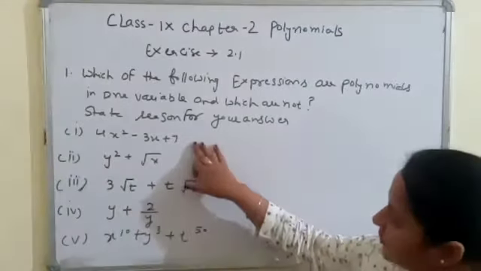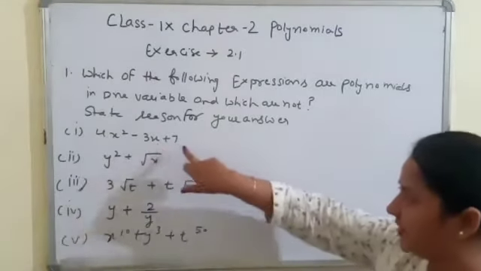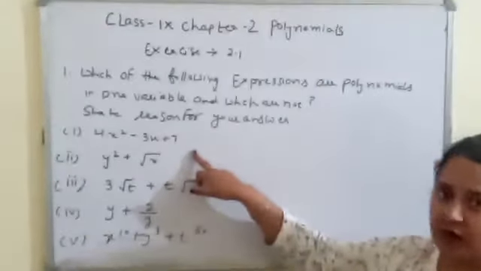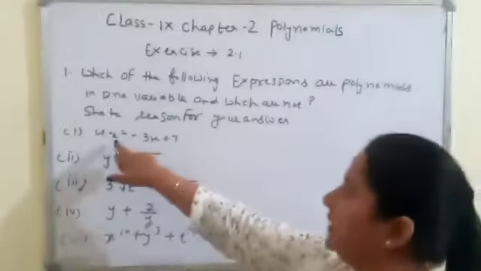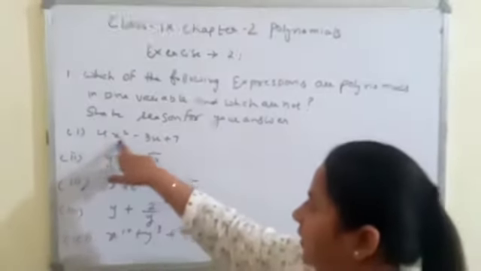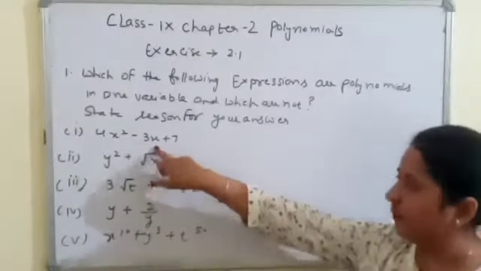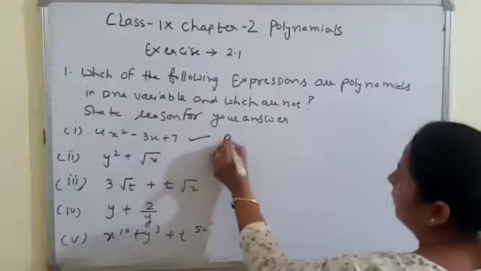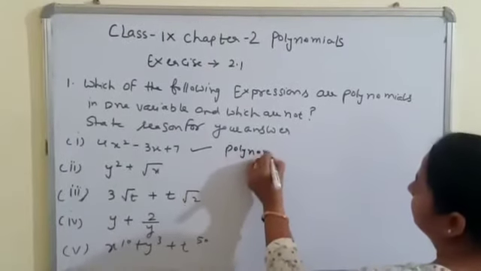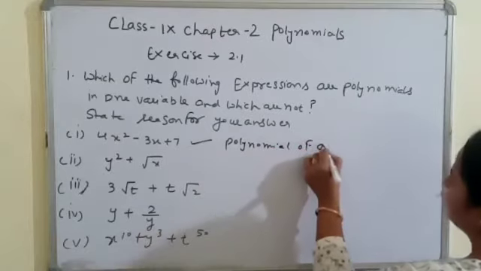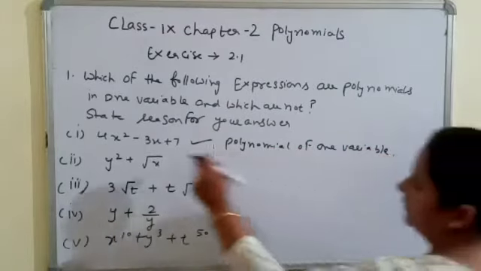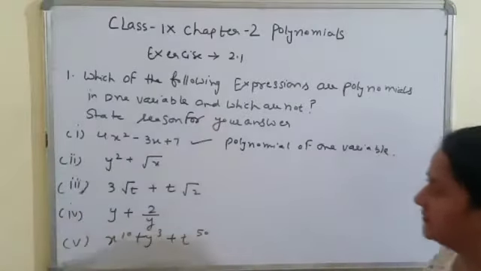So let's see. First is 4x square minus 3x plus 7. Is it a polynomial? Yes, it is a polynomial of one variable. Here you can see that in both the terms there is the same variable, that is x, and the highest degree is 2. So this is a polynomial of one variable and having degree 2.